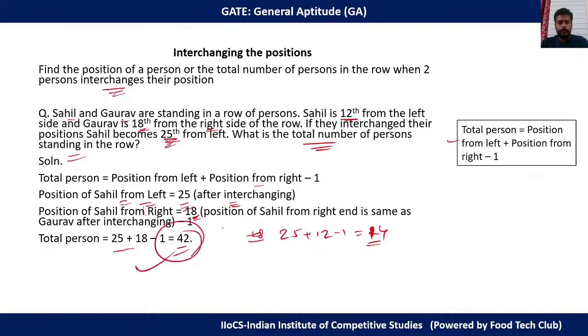So you need to understand which two data have to be taken. Sometimes you might get confused when three data are given. So you have to focus on whether it is a case of interchange or a case of a normal question. So that you have to understand.